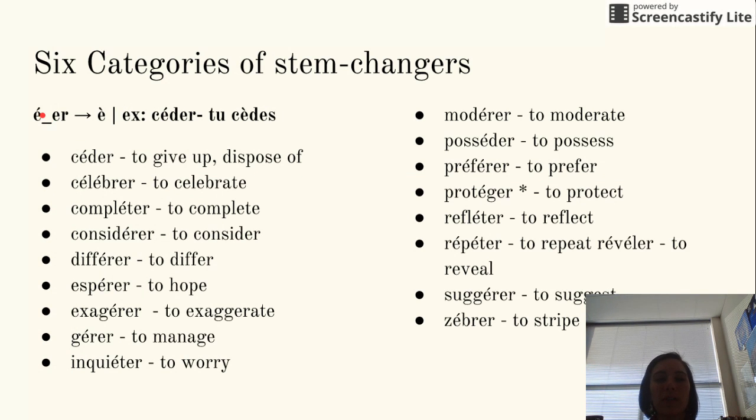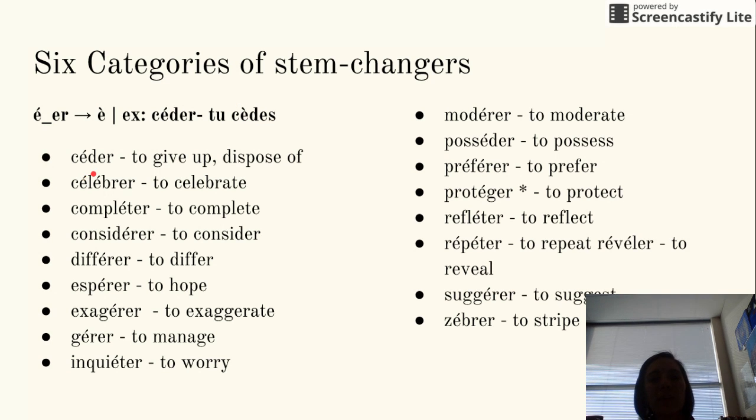Our next category is E accent aigu consonant or two consonants, ER, which will change our E accent aigu, which came before the infinitive ending, to an E accent grave. An example, we have céder, and our conjugation is je cède. We dropped the ER, added an E for the je form, and then took that E that was right before the consonant, right before the ending, and changed it to an E accent grave.